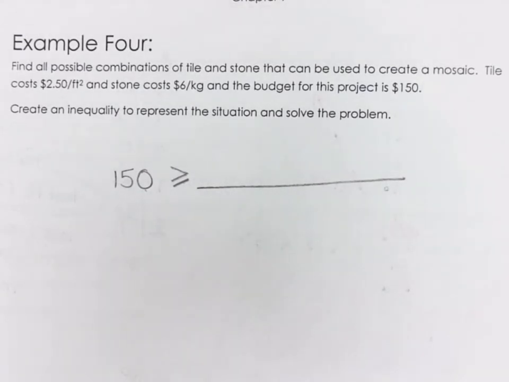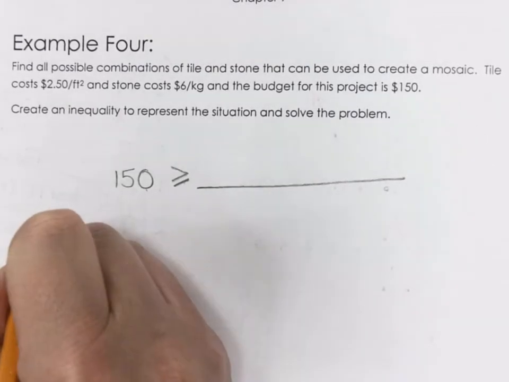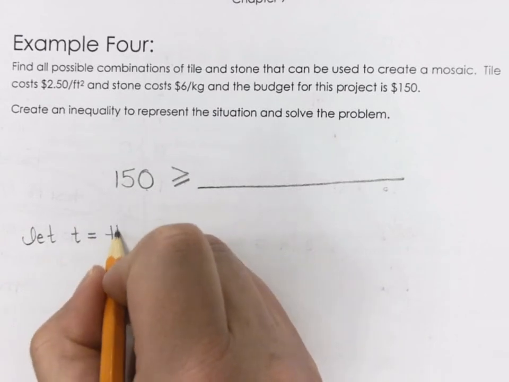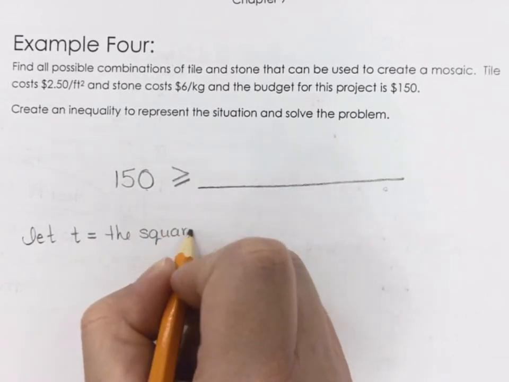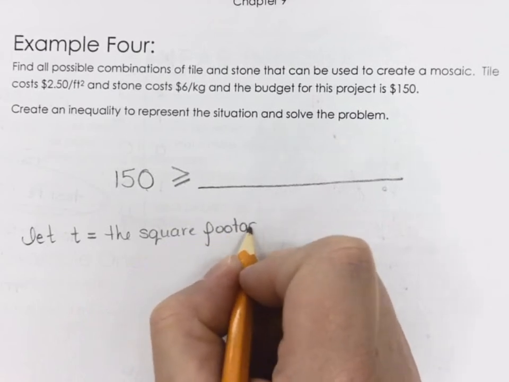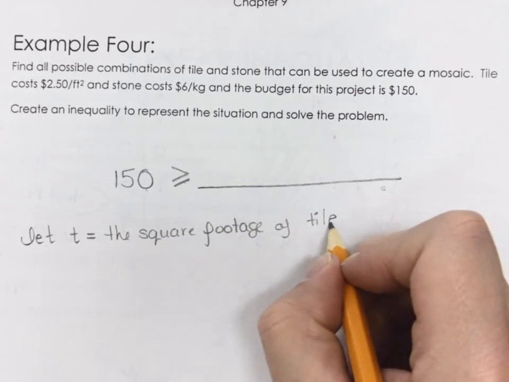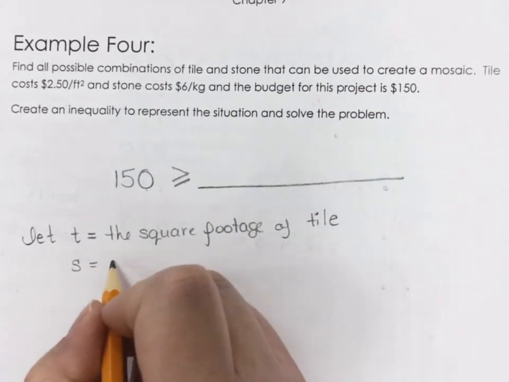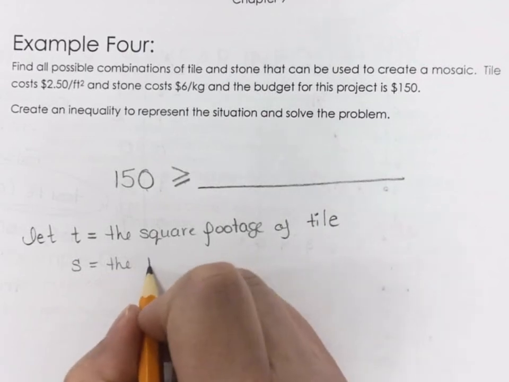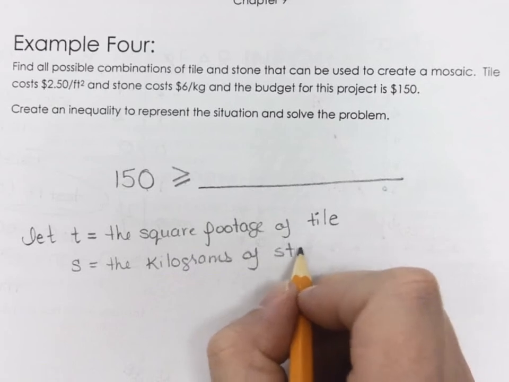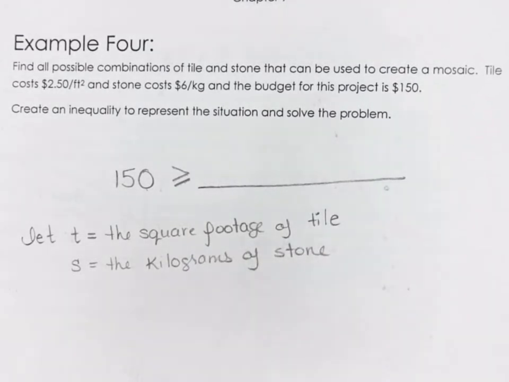Tile, and I'm dealing with stone, right? So I have 2 different variables, x and y, s and t, whatever you want to call it. So I'm going to define my variables first. Let t equal the square footage of tile, and let s equal the kilograms of stone.